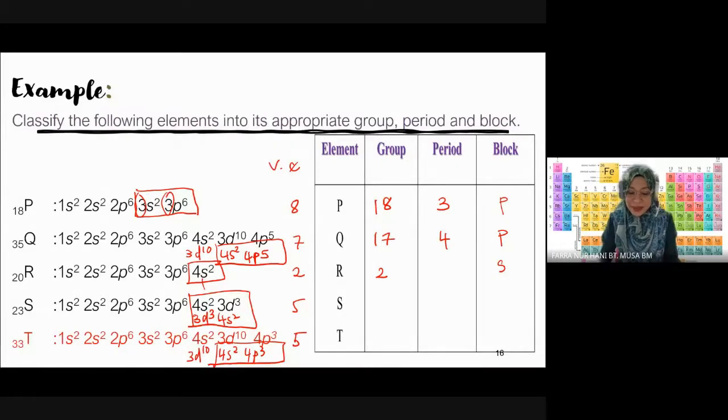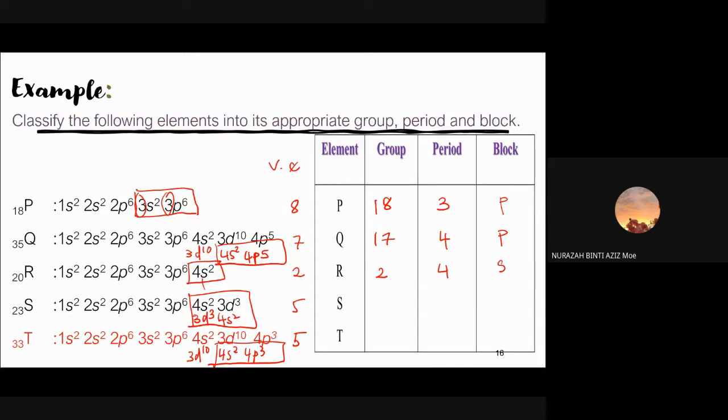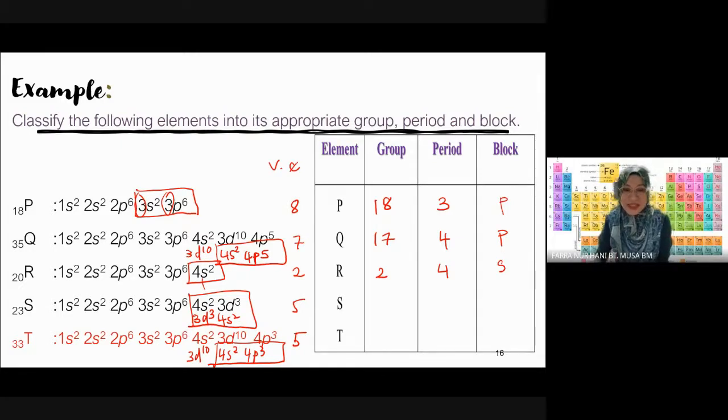Period. Period paling senang lah. 4. Look at the largest principal quantum number. Bagus. Good. Alright. Jawab, tulis kat chat pun. Okay. Alright. What about S? What is the block for S? Block apa ni? D. Combination for S and 3D. Ataupun you can see 3D kat situ bila ada D kat hujung tu. Okay. Of course D block. Okay. D block. Alright.